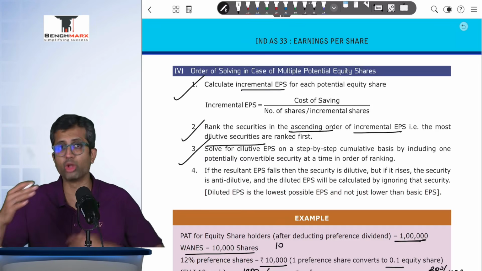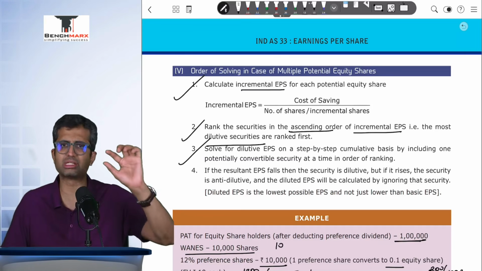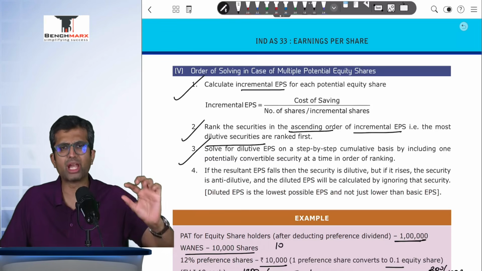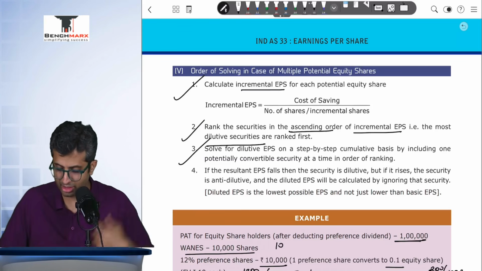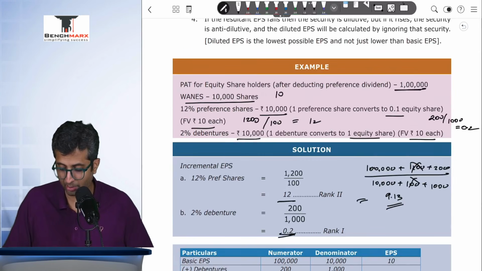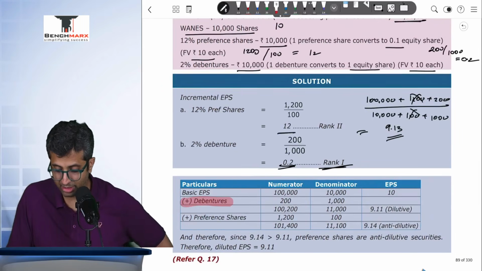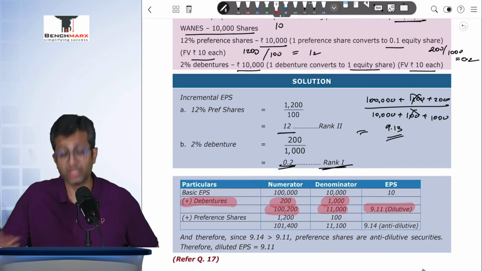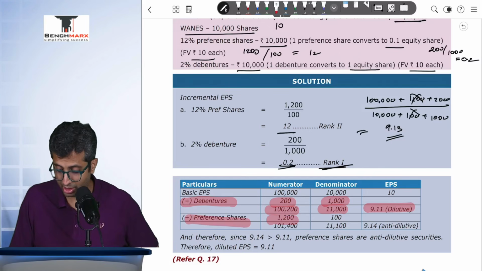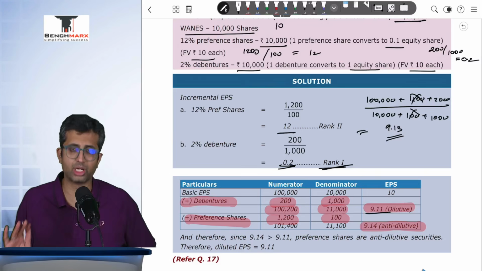And third, you will solve it on a step by step cumulative basis, which means you will first just take the basic EPS, then to that you will just add the debentures, because debentures over here, if you go to see, with a 12 rupees incremental and a 0.2 incremental, debentures are going to be ranked first. So I will first add just the debentures, find my EPS, that is 9.11, then on that separately add preference shares. Now if this increases, this is anti-dilutive, and you will stop at around 9.11, that is your diluted EPS.